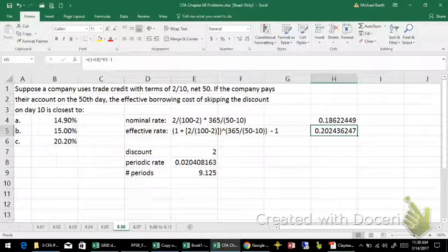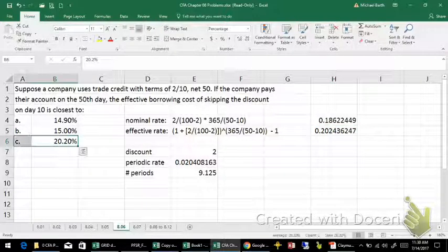All right, so notice that the effective rate is going to be slightly higher than the nominal rate, and the reason for that is the effect of compounding. I personally think this is the right calculation for this, but because you don't really compound the interest on it, each of them is a standalone, but it gives you a more conservative measure of what the actual cost is. And the closest number we get to that is C, 20.2%.